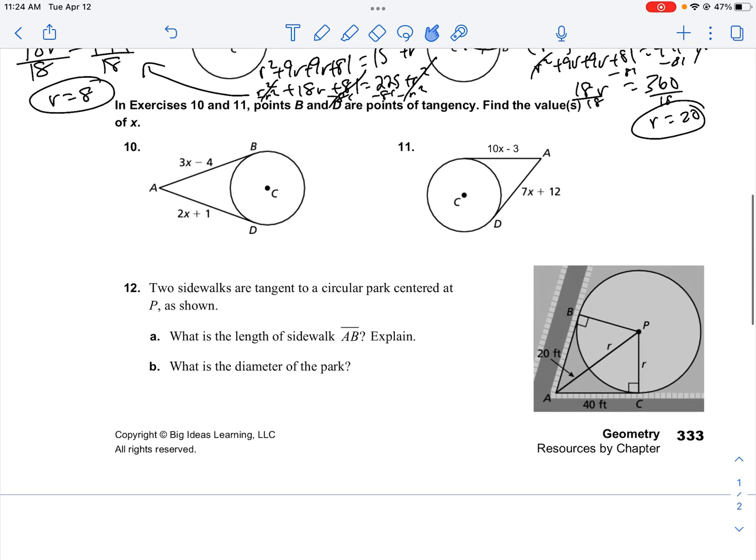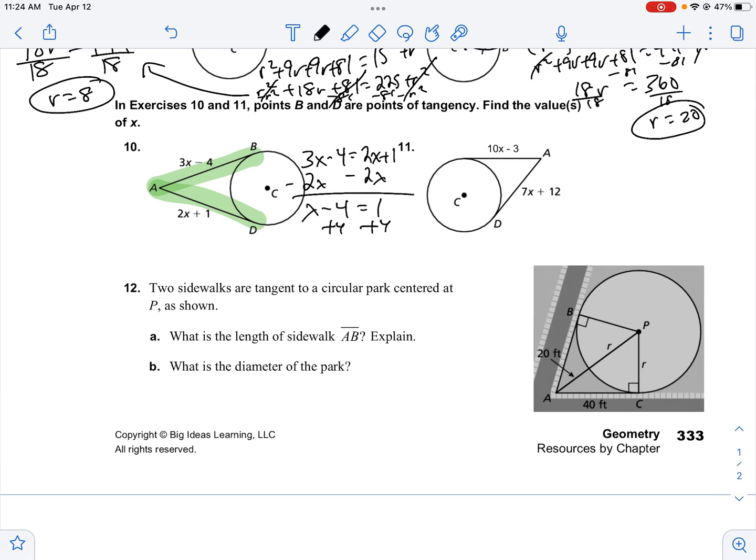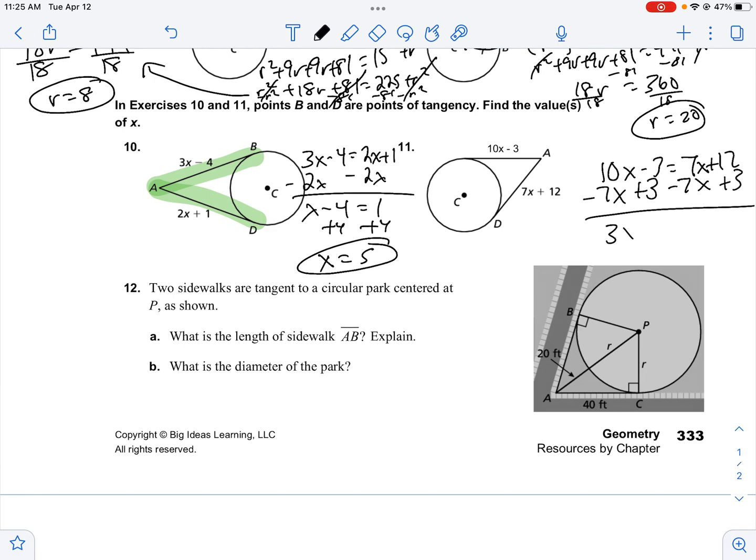All right, last one. It tells us there's a point of tangency, so I know that since these share a point, they are equal. So I can subtract 2x, x minus 4 equals 1. I can add 4, so x is 5. All right, same thing over here. They share a point of tangency, so they are the same length. Maybe I'll do this all at once. 3x equals 15. x equals 5.